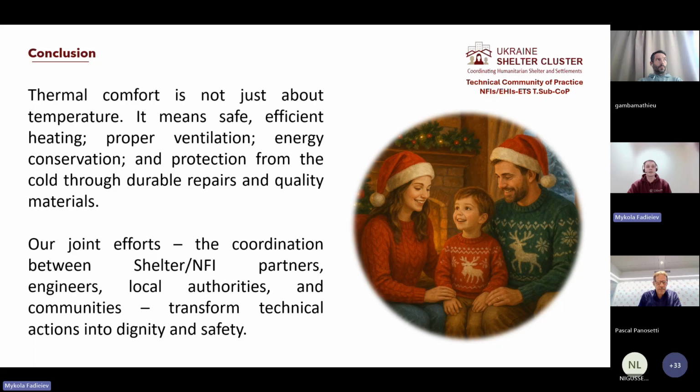Also, insulation of the house will provide you with lower utility bills. The insulation of the house will provide you with less consumption, like less solid fuel consumption during the winter. And of course, first of all, our partners are working every day to transform tactical actions into dignity and safety for our beneficiaries.